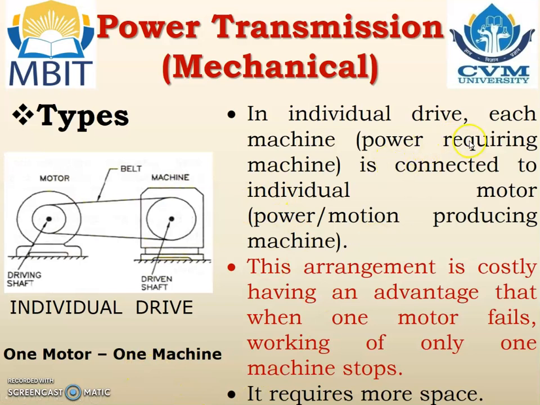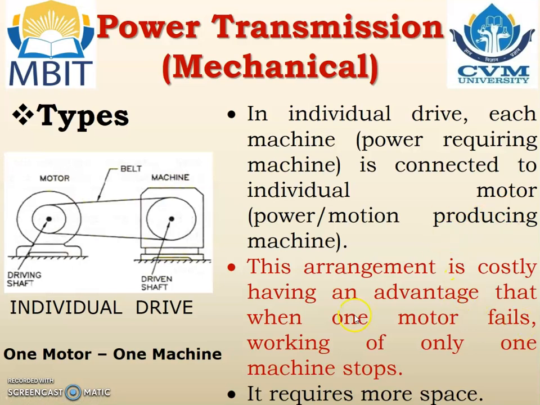In individual drive, each machine is connected to an individual motor. Here I have taken machine as a power required machine. So machine is an element which requires power. Without power, the machine cannot be operated, and it is to be connected individually with a motor. So what is a motor? Motor is nothing but the power or the motion producing machine.